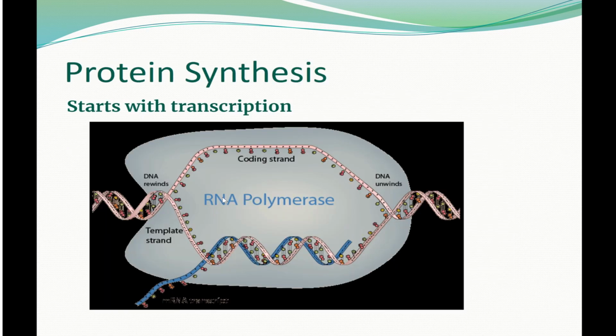So let's talk a little bit about how protein synthesis occurs. So starting in the nucleus here, we have RNA polymerase. It's going to unwind the DNA and then also unzip it so that we can get access to the nitrogen-containing bases in the middle. And then the RNA strand is going to be built from the template strand.